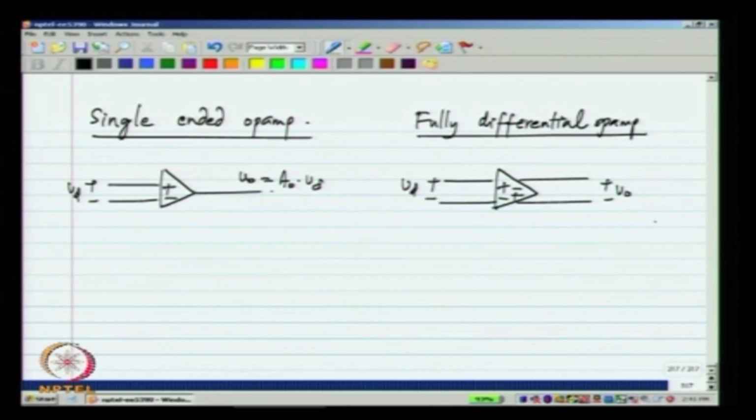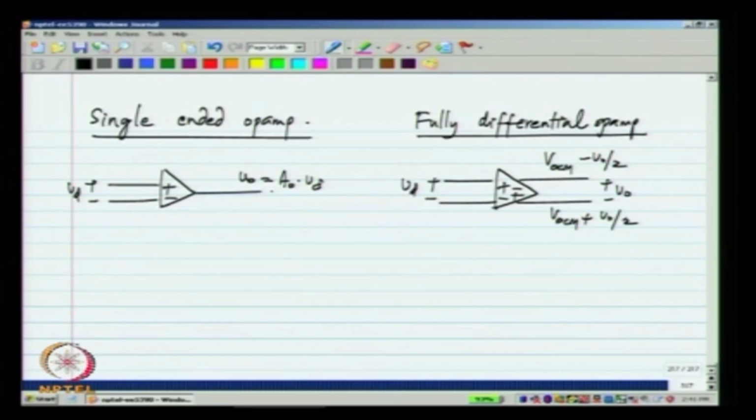The difference voltage, let me call it VO, and each of the individual voltages with respect to the ground would be some VCM plus, let me call it VOCM to denote that it is the output common mode voltage, plus VO by 2, sorry, this is the negative output. So, it is VOCM minus VO by 2 and this is VOCM plus VO by 2.